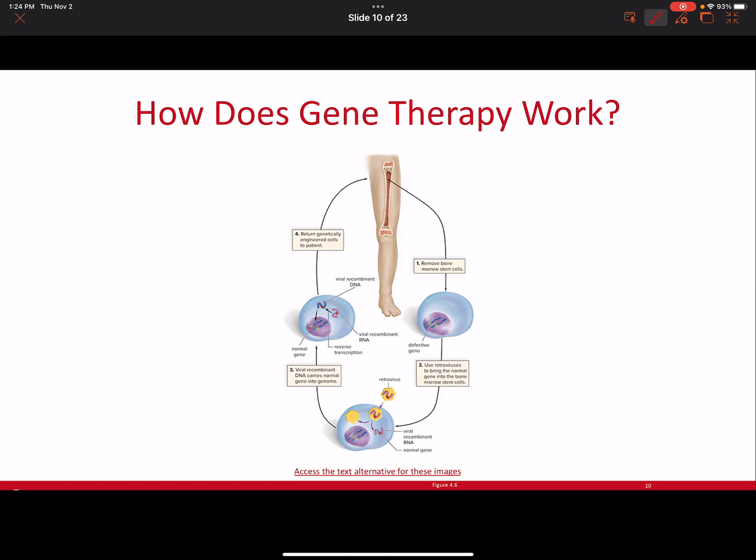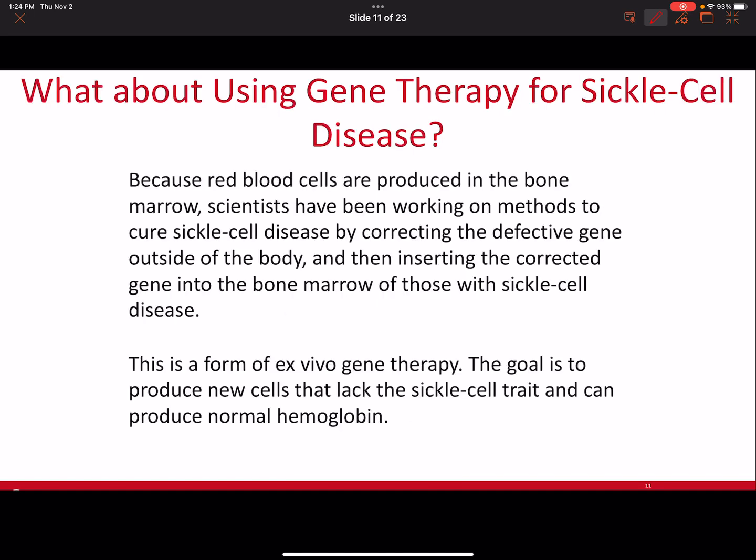Remove bone marrow stem cells, and use retroviruses to bring the normal gene into the bone marrow stem cells. The virus itself will then go in and cut out the bad gene and replace it with the good gene, and then return those genetically engineered cells to the patient, into their bone marrow, and hope that they produce proper red blood cells.